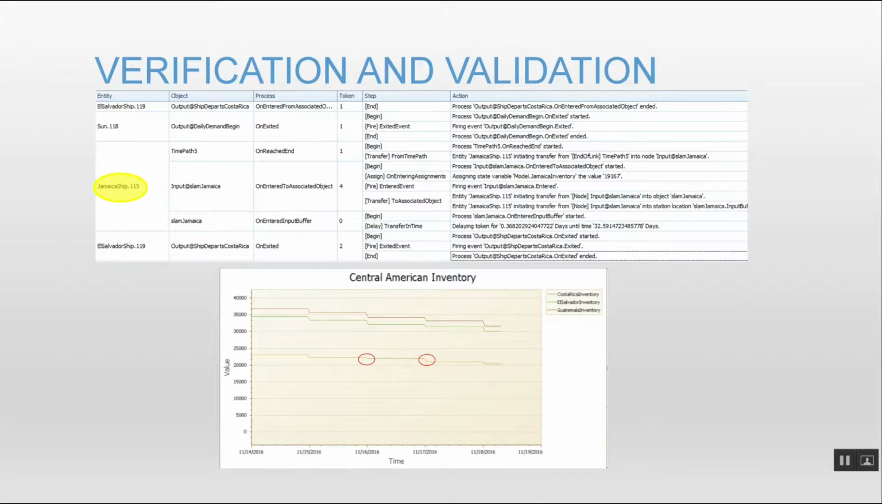Trace was used to validate all events. We tracked progress of entities through the system to make sure processes were working properly. Models were run for 1 day to ensure all daily cost calculations were correct. Status plots were used to verify output statistics were reporting correct values. The Central America inventory plot shows that daily demand varies.